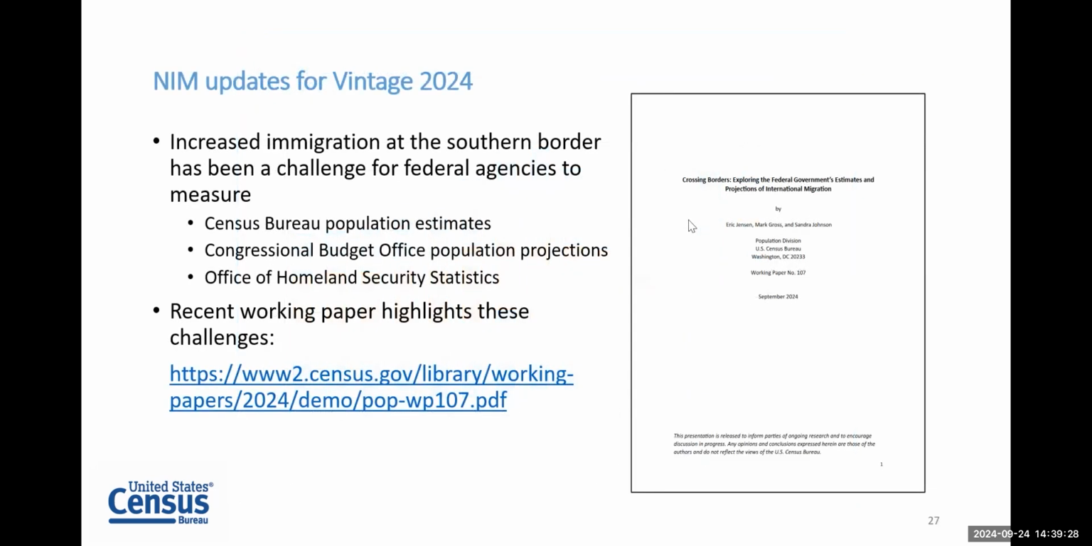So as you know, there's been increased immigration at the southern border in recent years, and this has been a challenge not only for the U.S. Census Bureau, but for other federal agencies as well to try to measure in both estimates and in projections. So this is something that the U.S. Census Bureau population estimates has dealt with, the Congressional Budget Office and their population projections, also the Office of Homeland Security Statistics at DHS. This is something they've also dealt with. Earlier this last month, we released a working paper kind of talking about how different agencies estimate international migration flows and kind of comparing and contrasting those. And I have the link to that here.